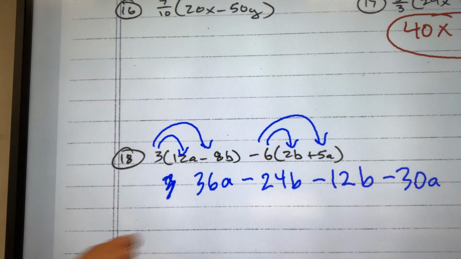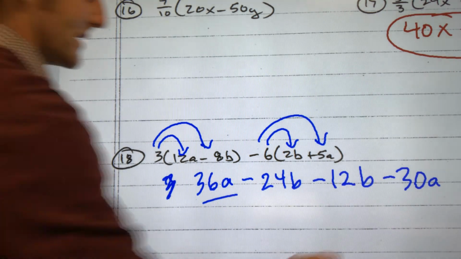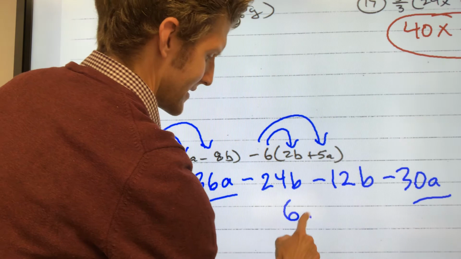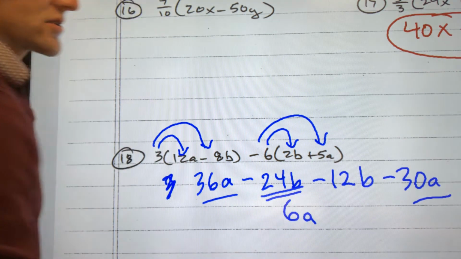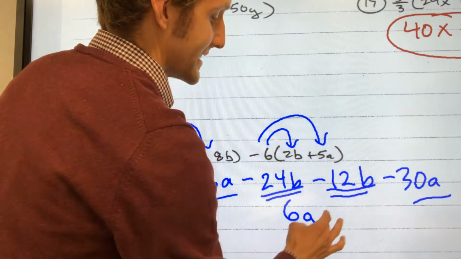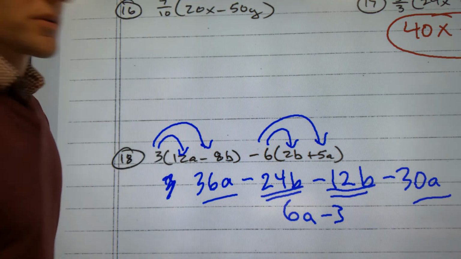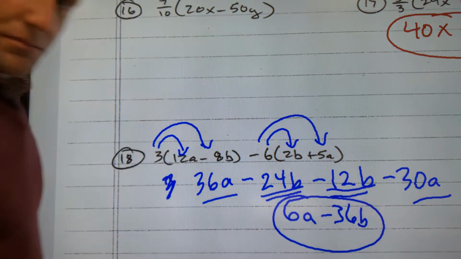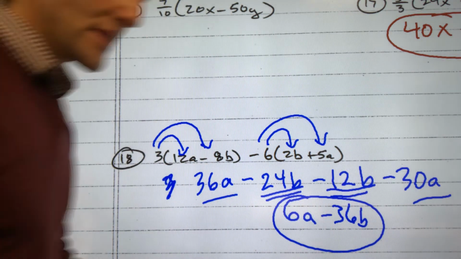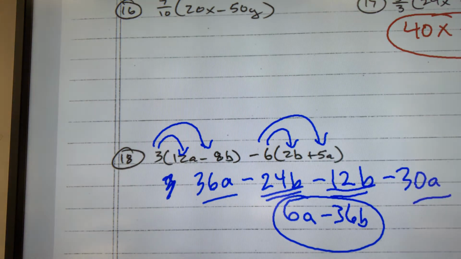Underline the like terms. 36a minus 30a, that is 6a. Negative 24, I'm in debt 24. I lose 12 more, my debt rises. 24 plus 12 is 36b. All right. That takes you through this section 1.2.